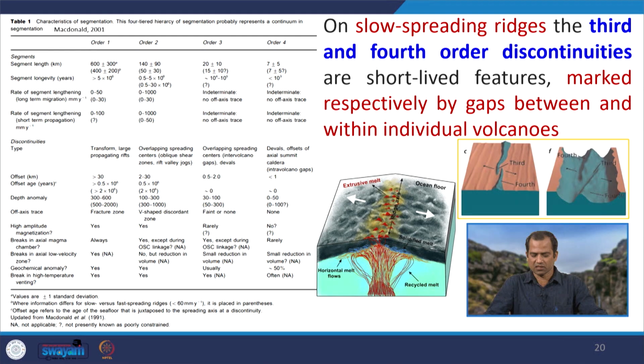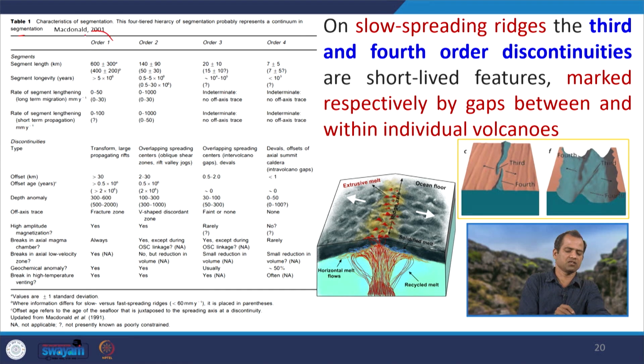On slow spreading ridges, the third and fourth order discontinuities are short lived features, marked respectively by gaps between and within the individual volcanoes. If you see this table here, there are first order, second order, third order and fourth order, and the total system is summarized: what should be their segment length, what should be their depth, and what should be their magmatic composition. Within that you can compare how these different orders are differentiated from each other.